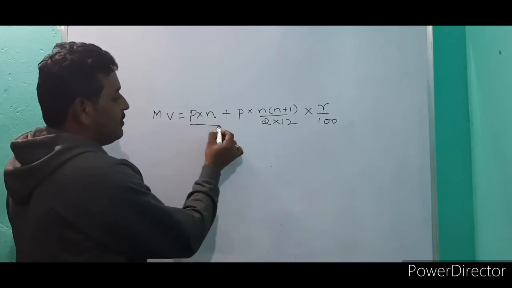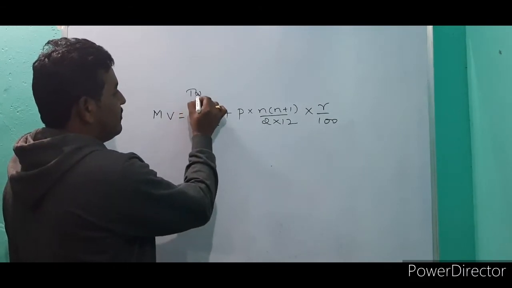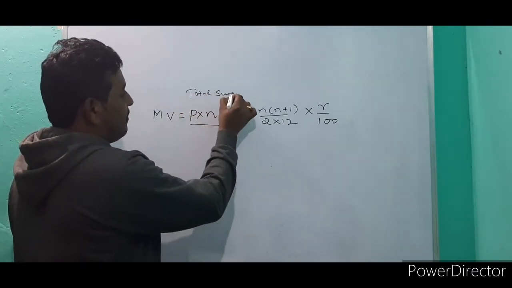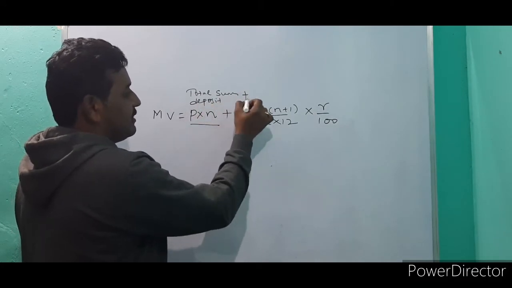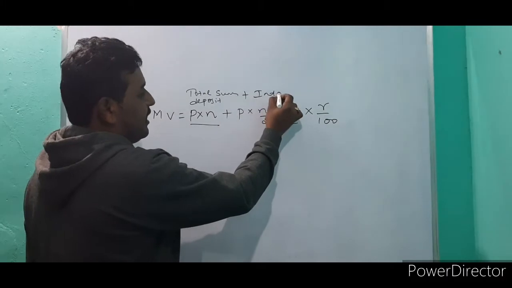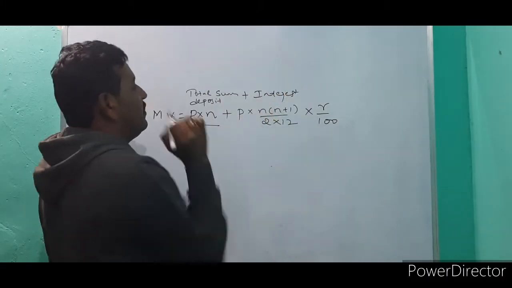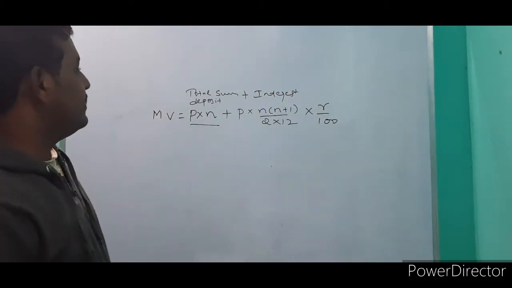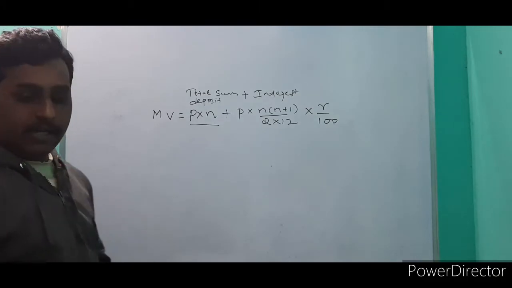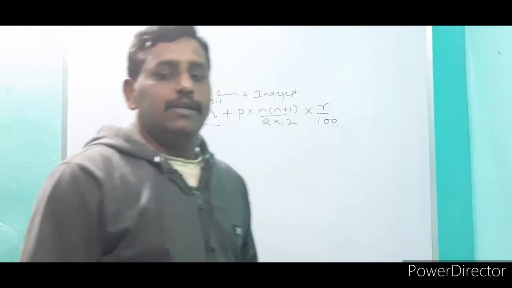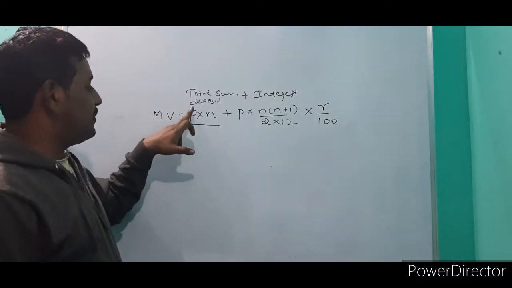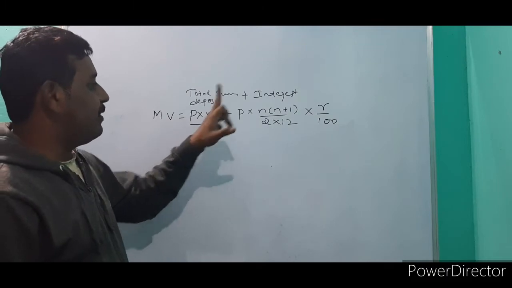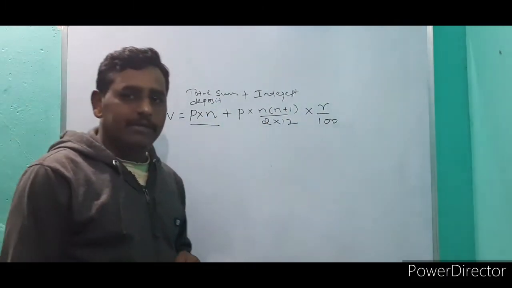This is called total sum deposit. This is interest added for the total sum deposited. So in the last class we learned directly how to find maturity values. In today's class we are going to learn how to find P value, how to find N value and how to find R value.